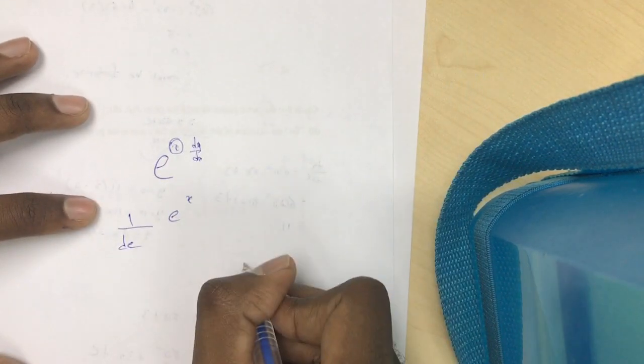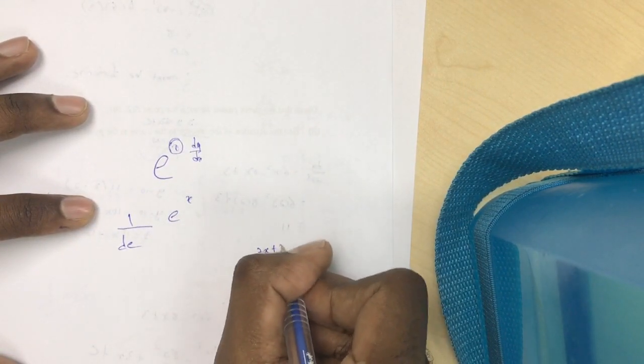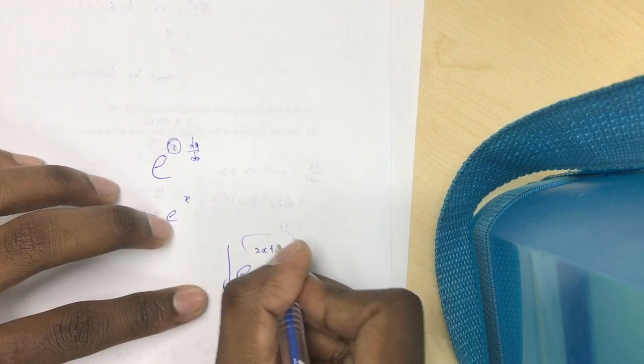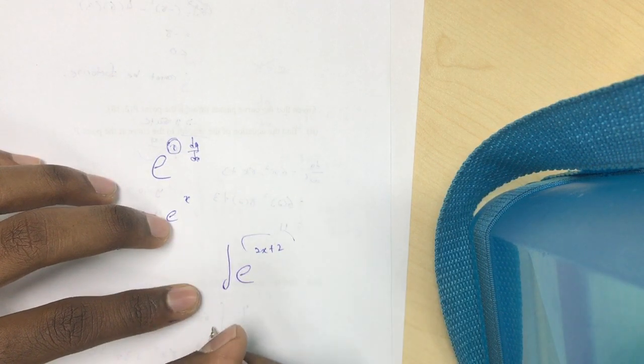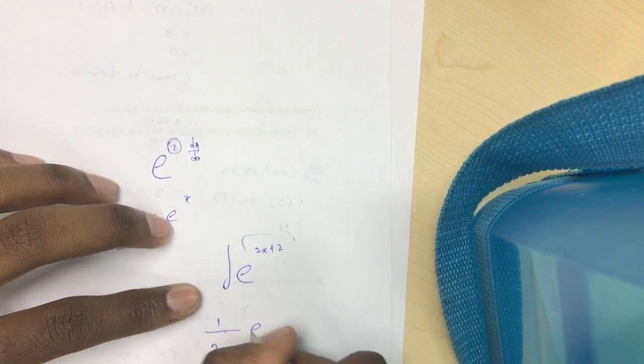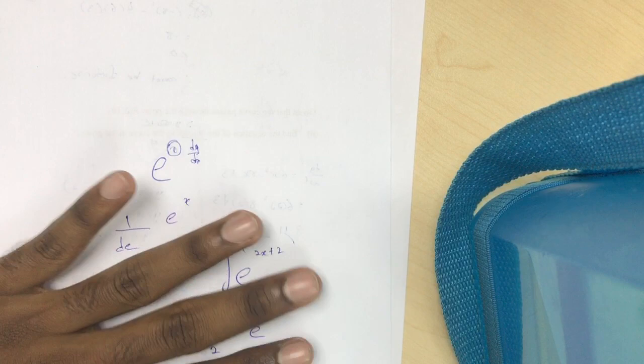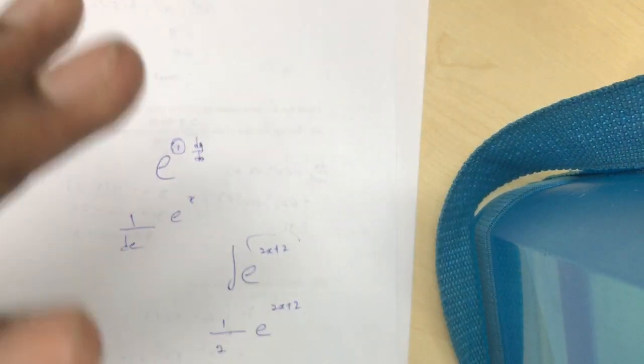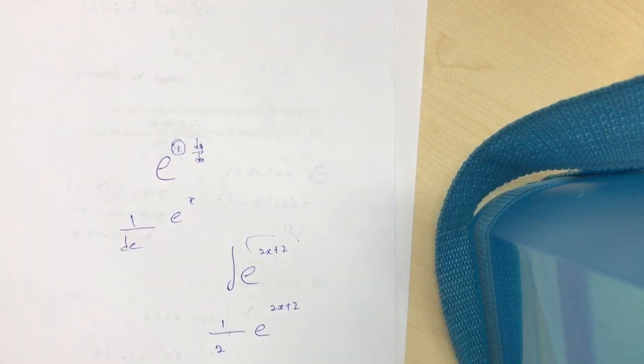I'll show you one more example. Let's say I have e^(2x + 2) and I want to integrate this. First I differentiate 2x + 2, I get 1 over 2, then e^(2x + 2). That is how simple we integrate exponential functions. But take note, integration of ln is not in your syllabus.